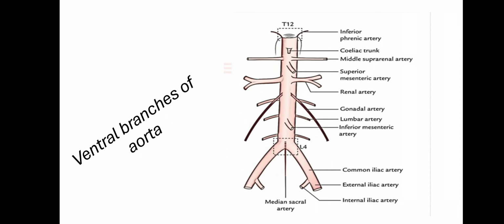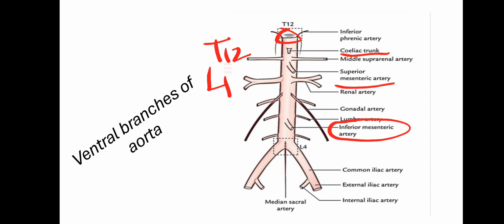We'll be seeing a little bit about the ventral unpaired branches of the aorta. So here we can see the aorta coming out of the aortic opening of the diaphragm. The first ventral unpaired branch is your celiac trunk, given at the level of the lower border of T12. The second is the superior mesenteric artery, given at the level of L1, and the third one is your inferior mesenteric artery, given at the level of L3.